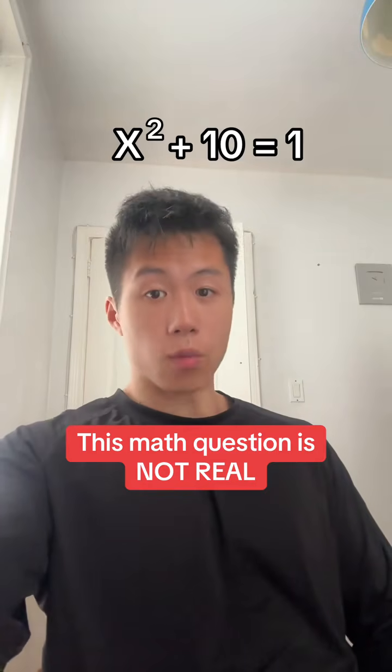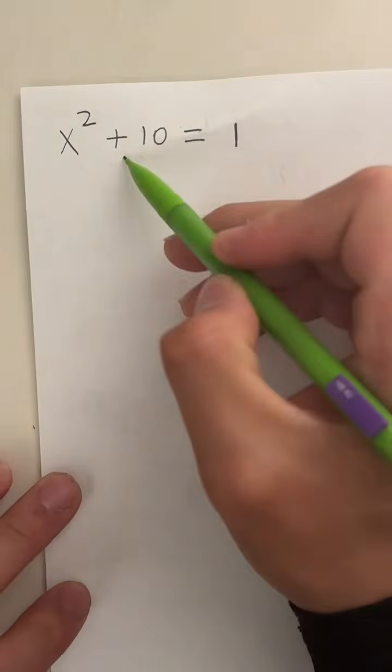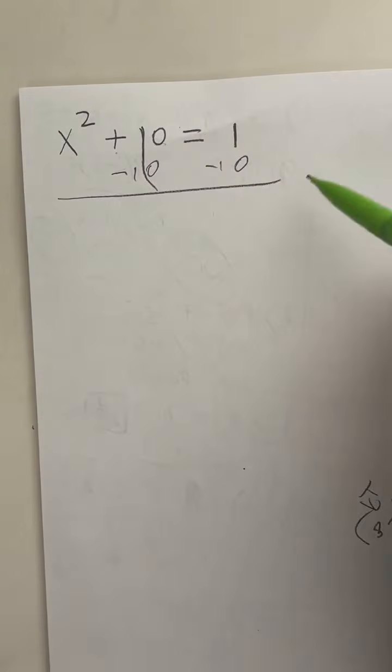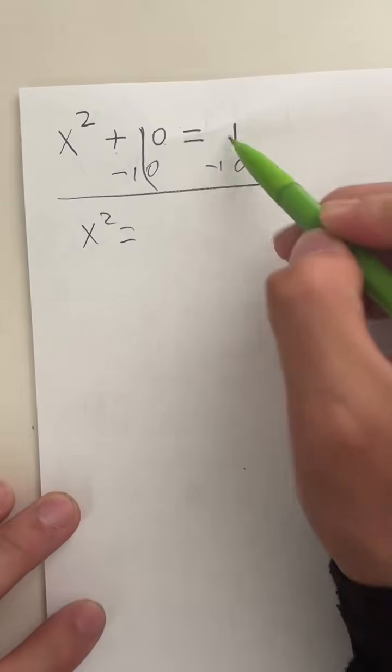This math question is not real. So yeah, what a lot of people tend to do is do the opposite of plus 10, which means you'll minus 10 on both sides. 10 minus 10 will cancel out, so you end up with x squared is equal to 1 minus 10.